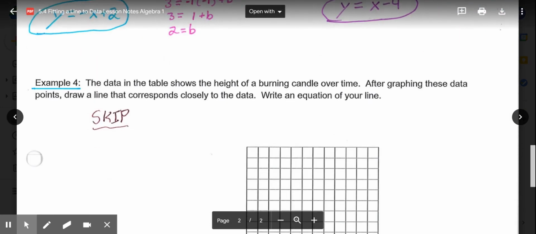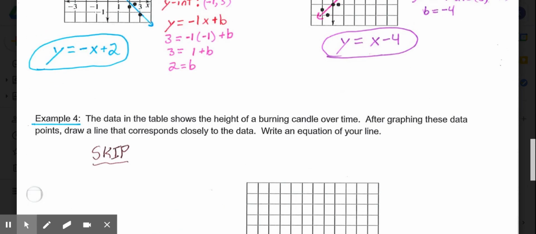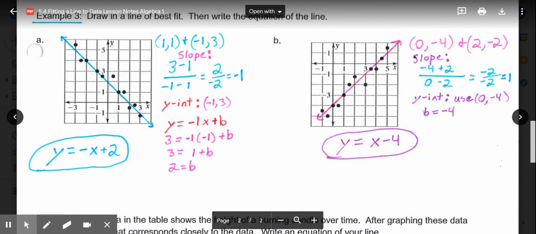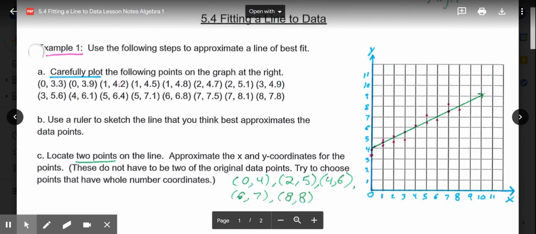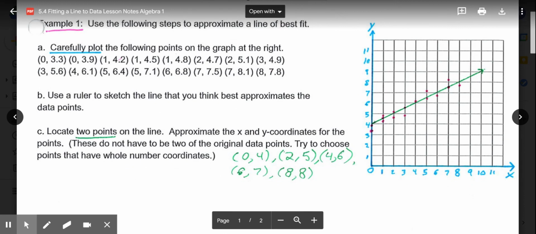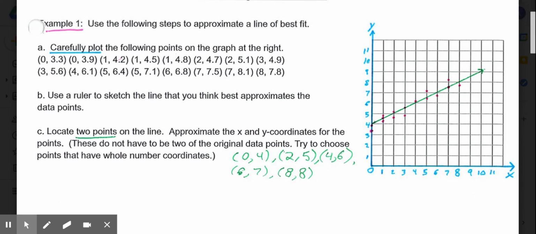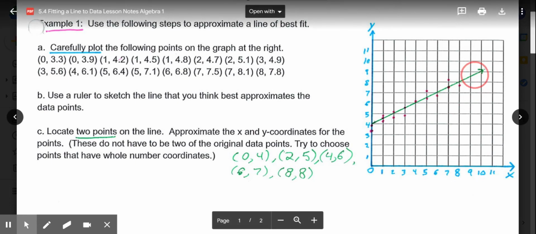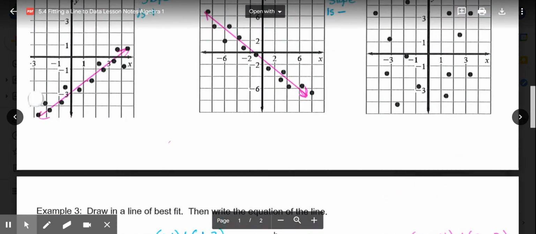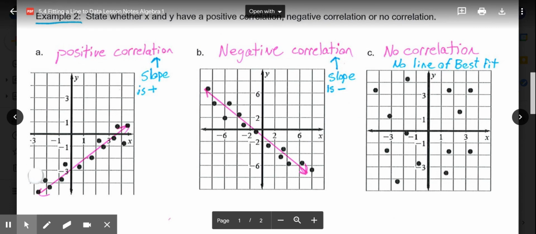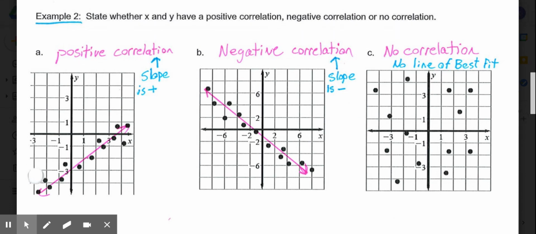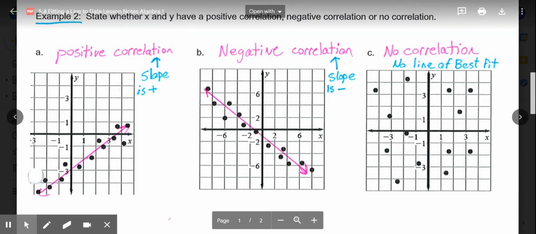And like I said, you can skip example 4 because it's a repeat of what we did in example 3 a and b, along with the first example up here. So the main idea to today's lesson is that idea of a line of best fit and our types of correlation. And the rest of it is exactly what you did in lesson 5.3 with writing an equation given 2 different points.